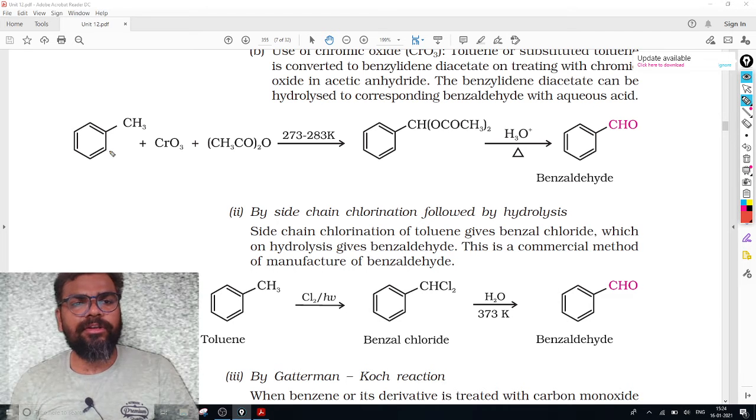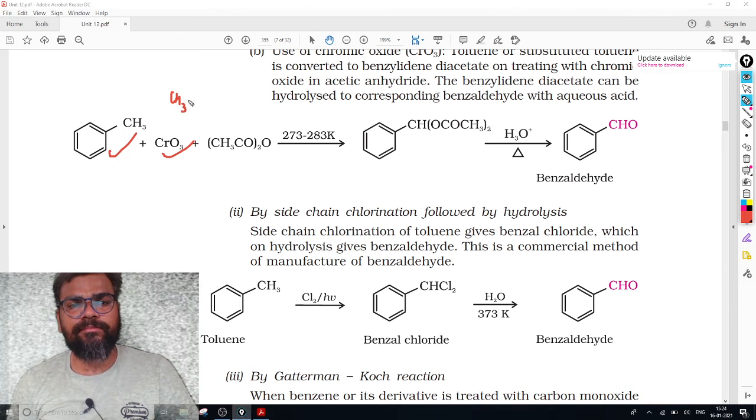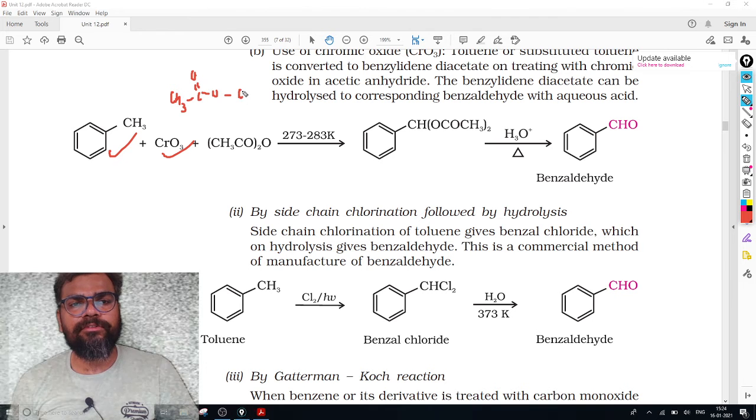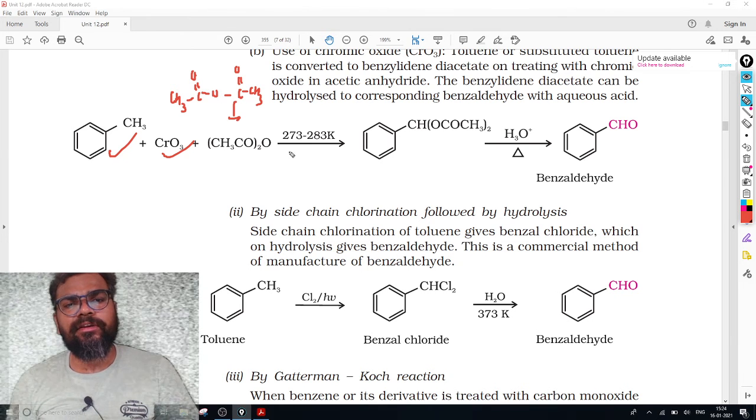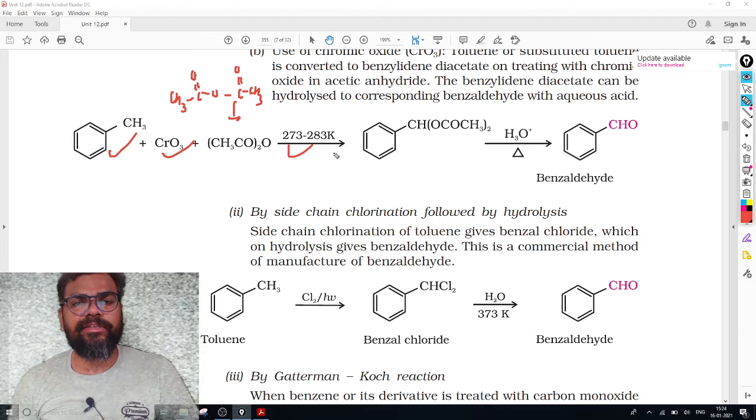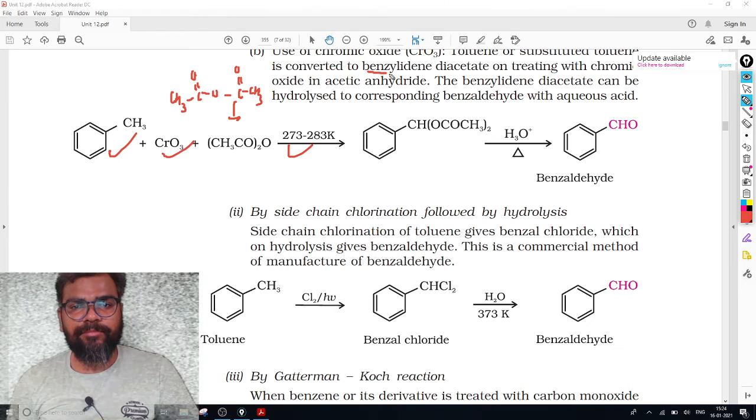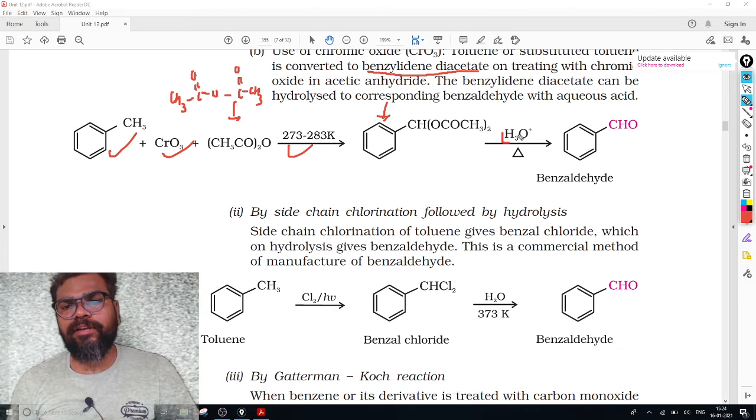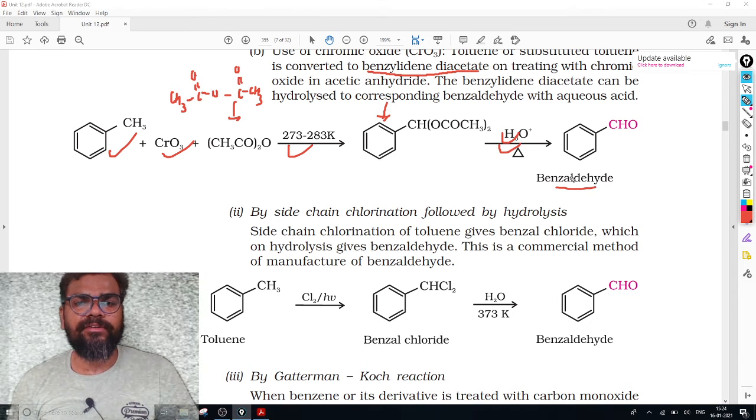So first of all, toluene, CrO3, acetic anhydride, that is CH3 C double bond O, O, C double bond O, CH3, at 273 to 283 Kelvin temperature. You will get the intermediate benzylidene diacetate, this one, and then on hydrolysis by heating at high temperature you will get benzaldehyde.